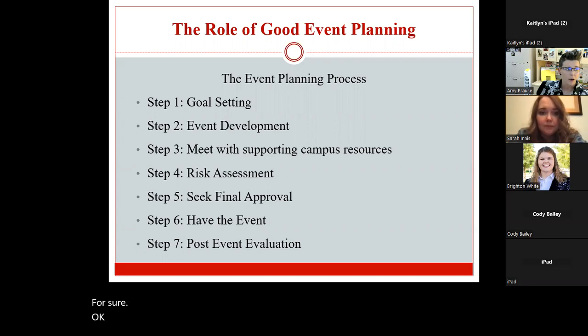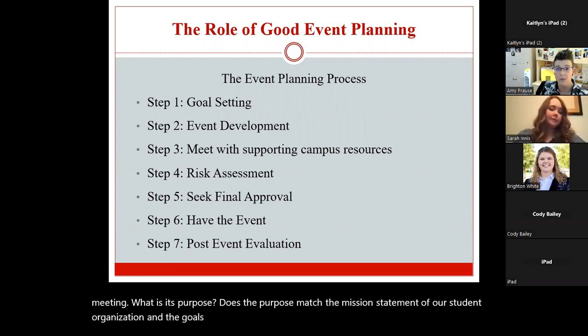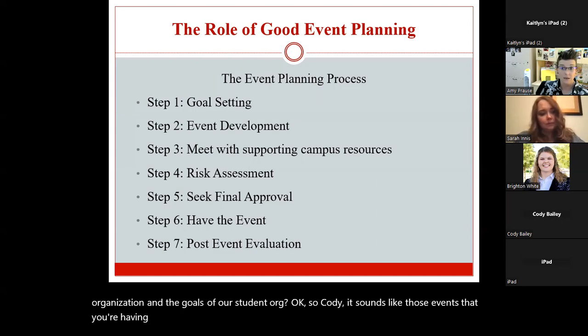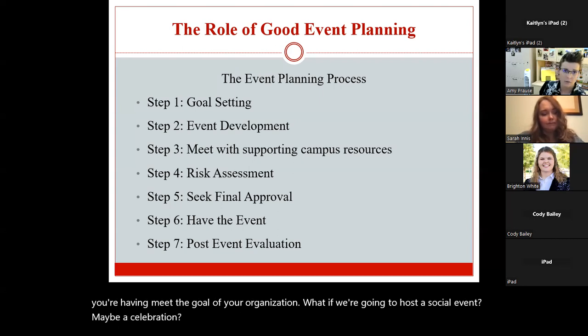Okay. But with goal setting, what that means is basically defining the event, defining the meeting. What is its purpose? Does the purpose match the mission statement of our student organization and the goals of our student org? So Cody, it sounds like those events that you're having meet the goal of your organization. What if we're going to host a social event? Maybe a celebration, maybe a cookout.